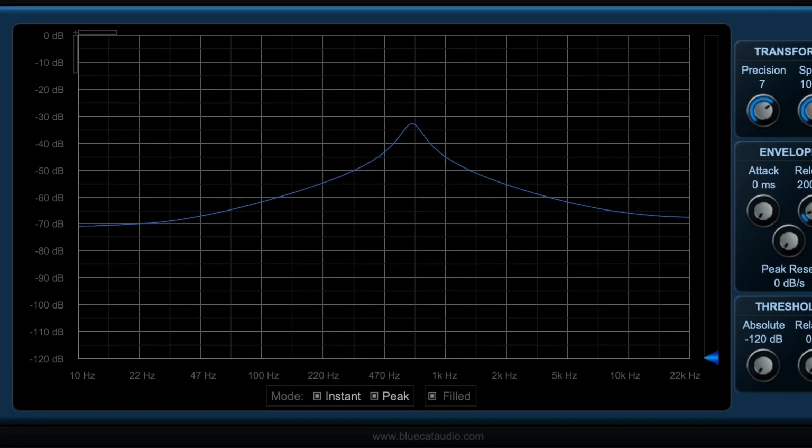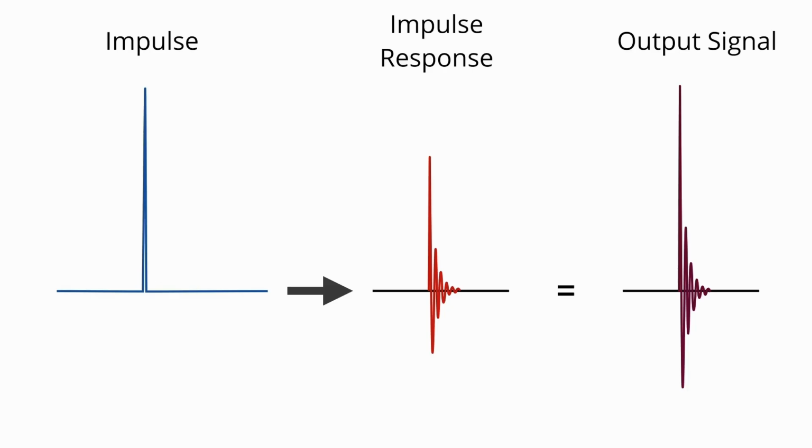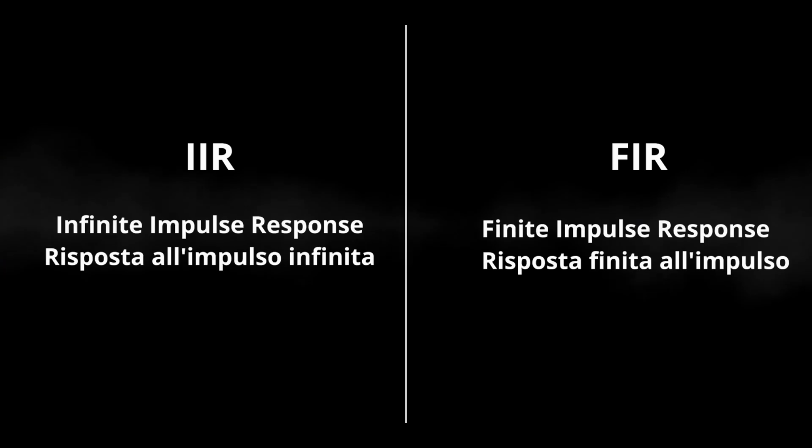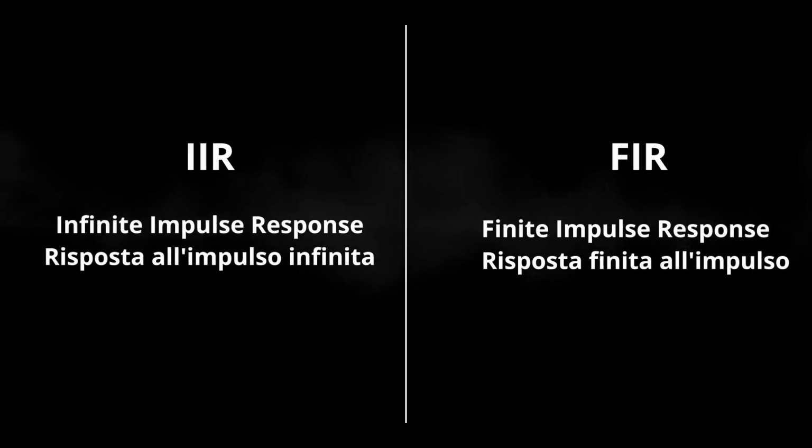In practice, what an EQ does is combine 2 signals, the input signal and the impulse response, which represents the equalization. In the previous example, the EQ combined the impulse and the impulse response. However, we know that a digital signal is made up of a succession of impulses, so the EQ combines each of these with its impulse response. Depending on the type of impulse response, digital filters can be of 2 types: infinite impulse response and finite impulse response.